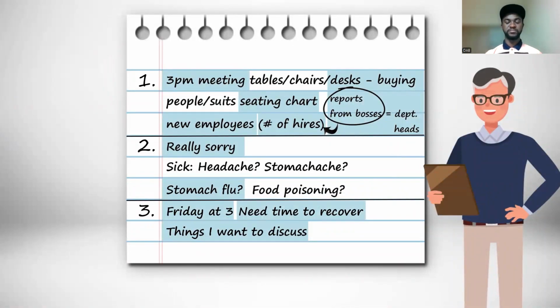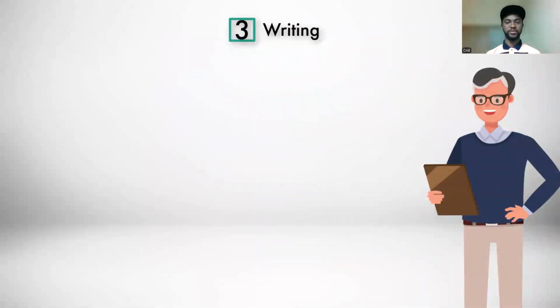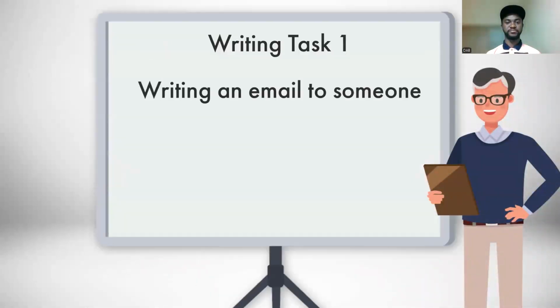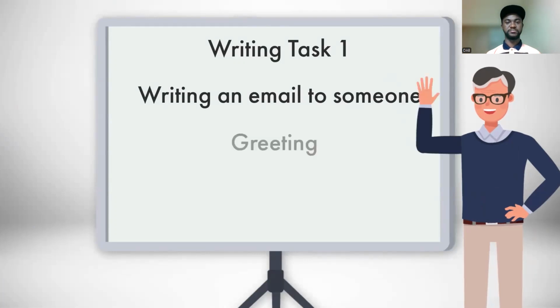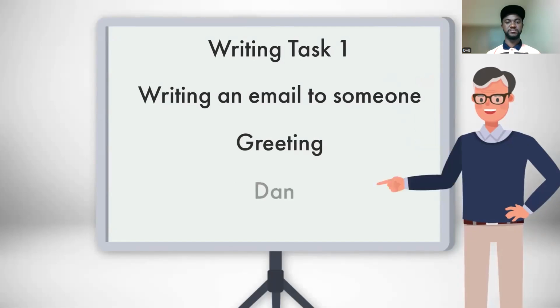I know what the important points are for each of my 3 main paragraphs, and I'm ready to get started on the actual writing of my email. In writing task 1, you are writing an email to someone, so you're going to need a greeting. In this case, I'm writing to my boss. I'll come up with a first name. I'll call my boss Dan.